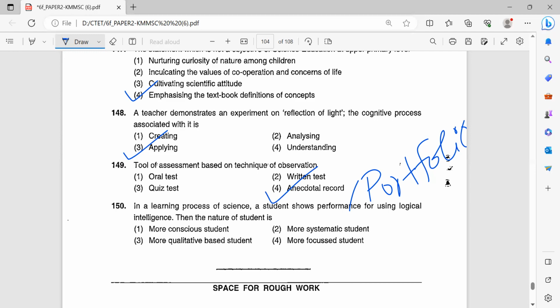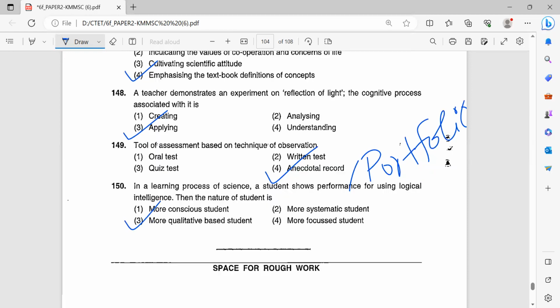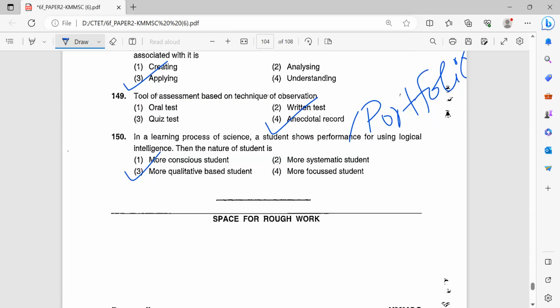In a learning process of science, a student shows performance for using logical intelligence. Logical intelligence performance, it shows that. Then the nature of the student is, how can the student be? More conscious, more systematic, more qualitative based, more focused student. So the right answer here is more qualitative based student. So this is about the set of questions from model science paper 2.